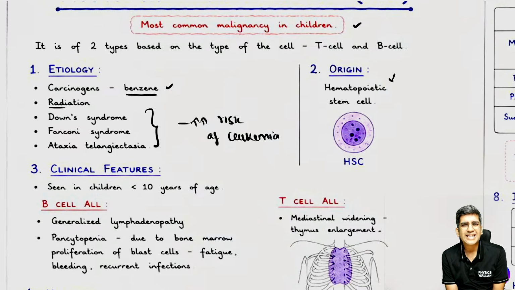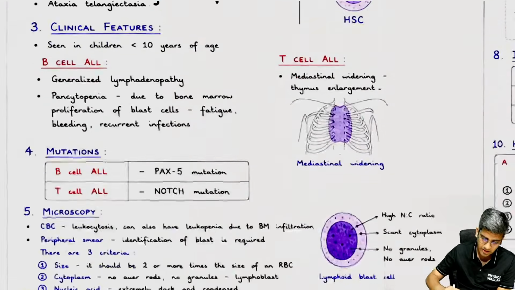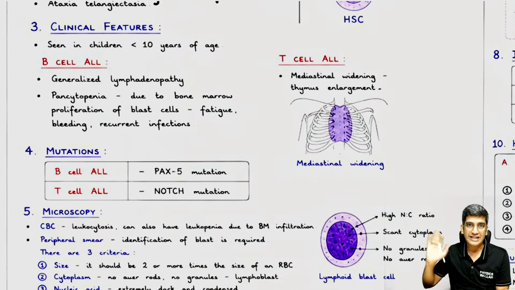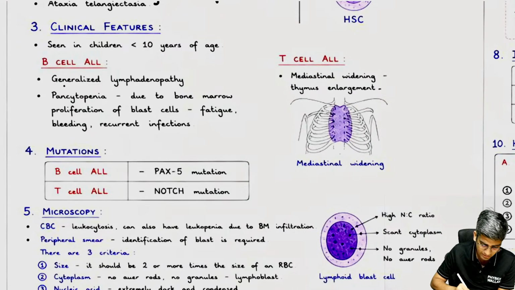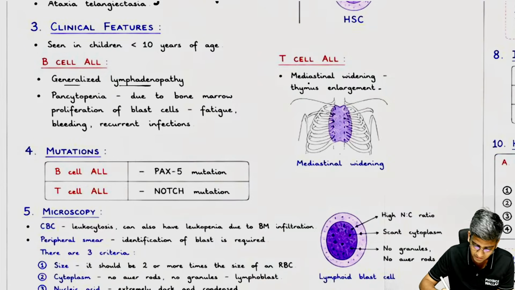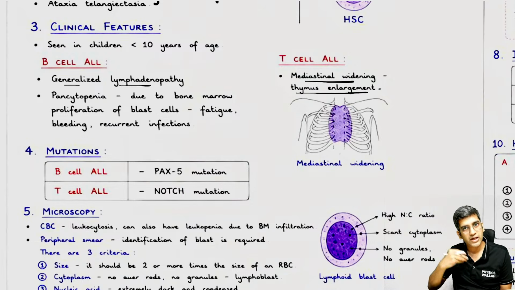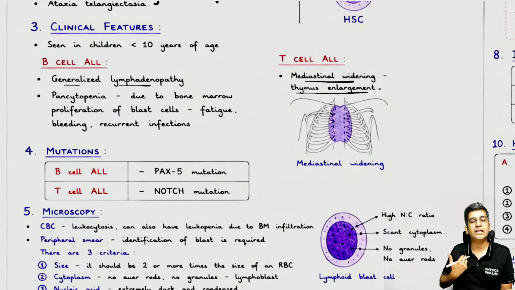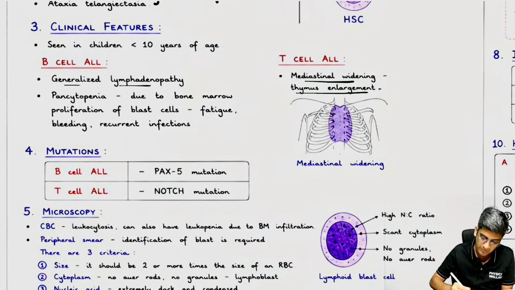Both of them have a slight difference, right? If you look at them, both of them are predominantly seen in children, right? So B-ALL will have a generalized lymphadenopathy because B cells go to the lymph node. T-ALL is mostly in thymus. They'll have mediastinal widening or a thymic enlargement. Children will have thymus and this thymus will be enlarged. In chest X-ray, the mediastinum will become wider, right? B-ALL will have lymphadenopathy, right?